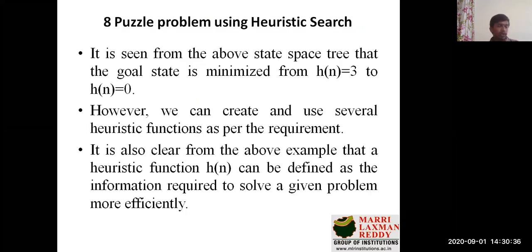Okay, from the above diagram or tree, you can see that the value has decreased from h of n is equal to 3 to h of n is equal to 0. However, we can create and use several heuristic functions. As I said, you'll have different approaches, like iterative deepening approach, best first search. We can also call it best first search or greedy approach. Any approach can be applied, and finally the solution can be obtained. This is the understanding about your heuristic search method. I guess now everybody at least has some understanding about what a heuristic search method is and how this is followed.